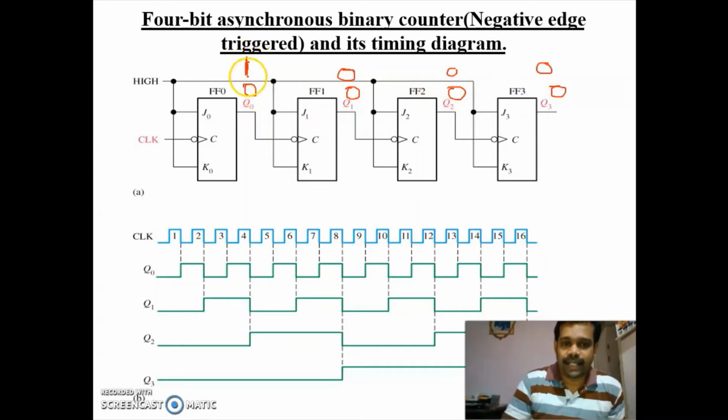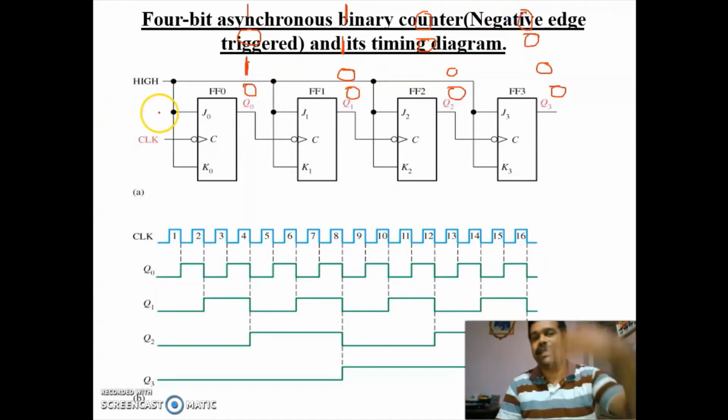So during the second negative edge, this 1 will change to 0. At that time you are having 1 here, so the output of this flip flop will change. It will change to 1. At that time this flip flop is having an input of 0, so it will not change. If this is not changing, this output will not change. Similarly, during the next negative edge, the 0 will change to 1. At that time the input to this flip flop is 0, so this output will not change. If this is not changing, this also will not change. Similarly, the sequence will go.